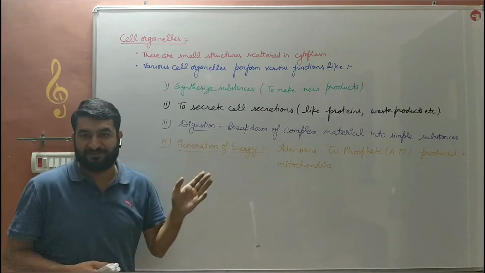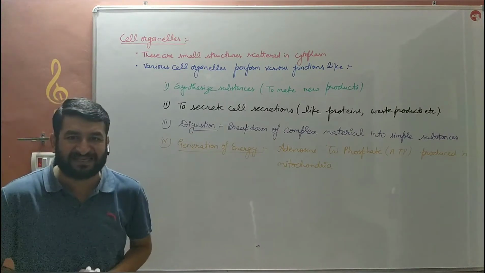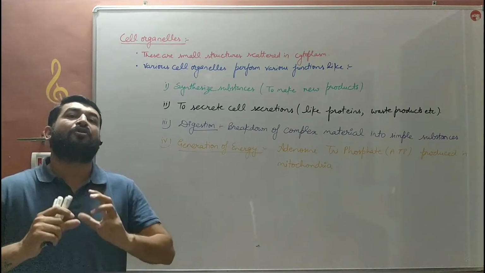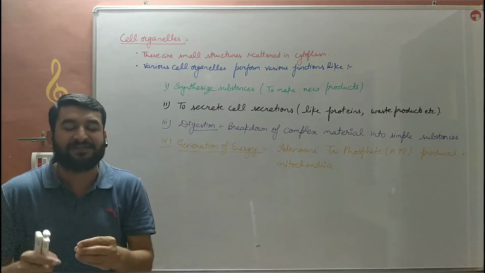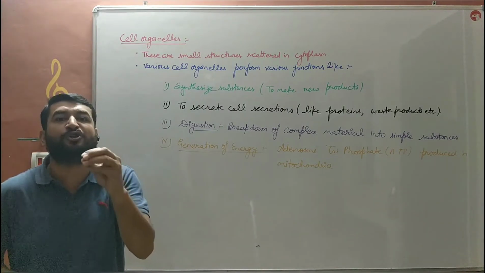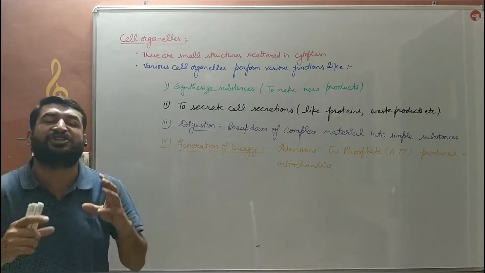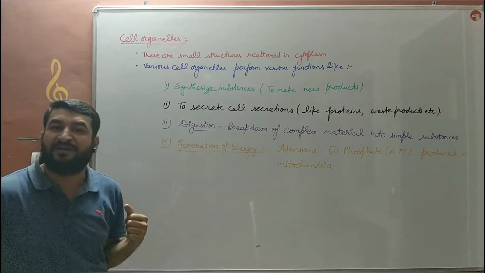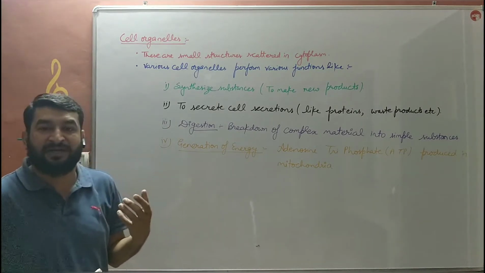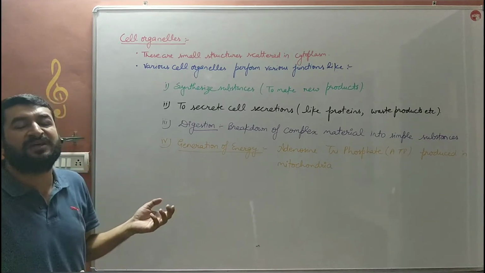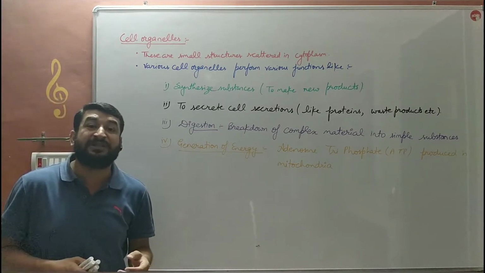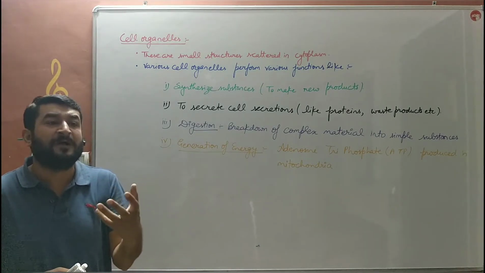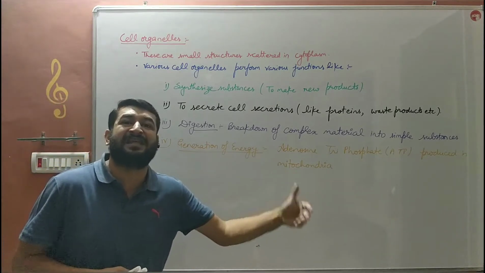Next, digestion. Breakdown of complex material into simple soluble material is known as digestion. The complex insoluble substances are broken down into simple soluble substances, that is known as digestion. And that breakdown also occurs inside those cell organelles. Like lysosomes, they help in the digestion of complex molecules. They also help in the digestion or breakdown of various microbes entering inside the cell.